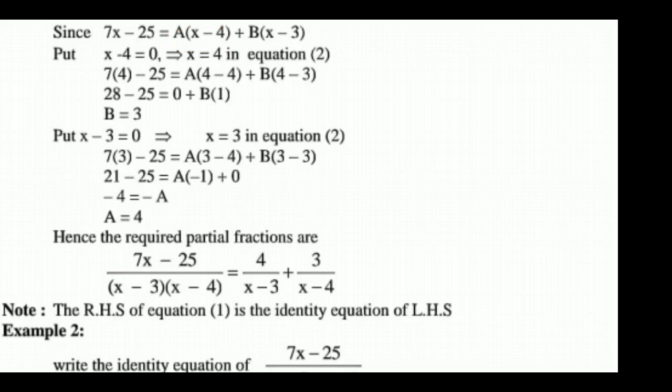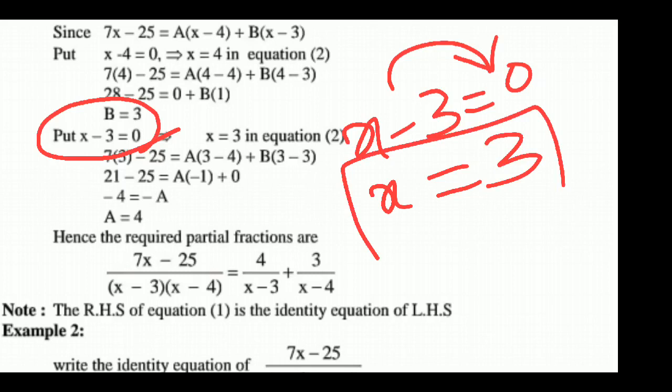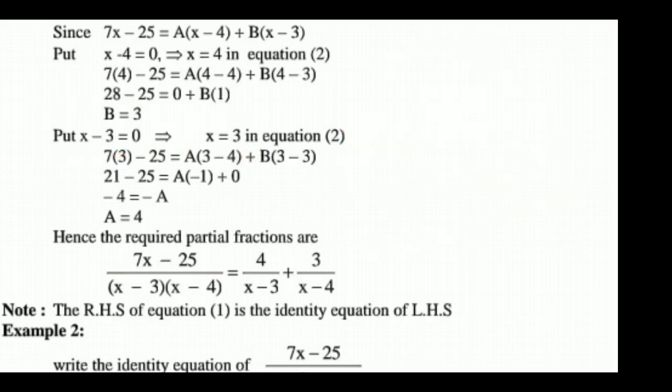The next factor is x minus 3. For that, you assume x minus 3 equal to 0. Then what is x? If you bring the minus 3 from left to right you will get plus 3. So the value of x is 3. So you are taking two values, x equal to plus 4 and x equal to plus 3. Now first substitute x equal to plus 4 in this equation.